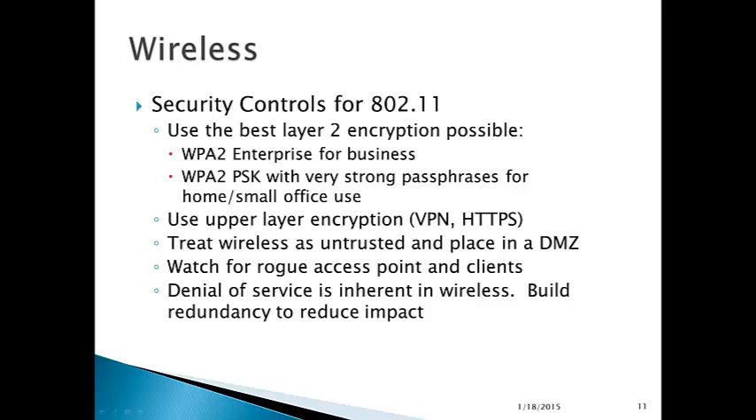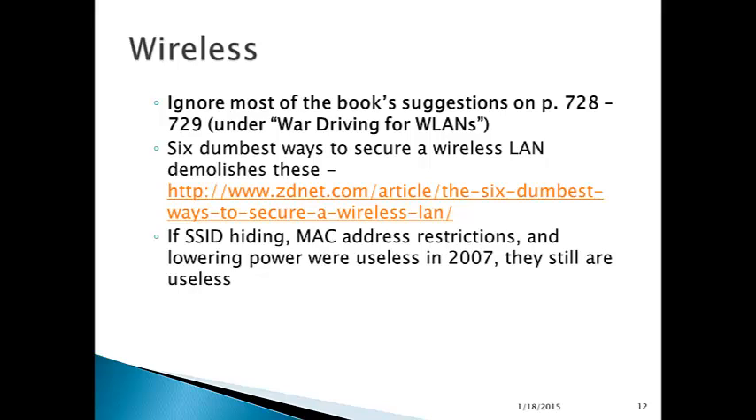Denial of service is inherent. Build in redundancy to reduce the impact. You can't stop somebody from jamming your network deliberately or inadvertently, and believe me, inadvertently can happen quite a bit. Make sure that you don't depend on wireless for critical functions, that there's some redundancy in your operations. That means that if the wireless is down, people can fall back on wired or some other method of accessing the network.